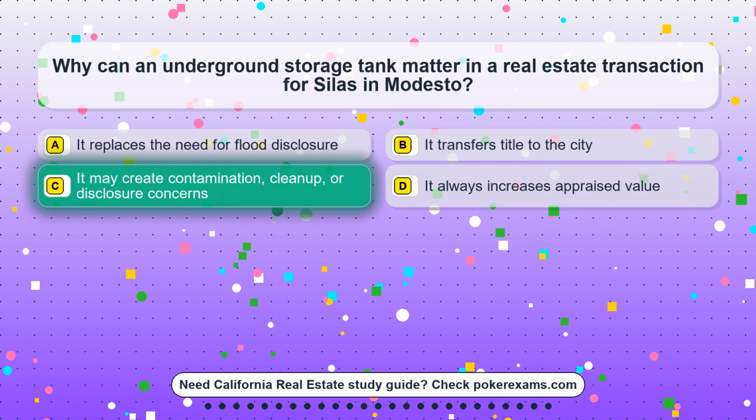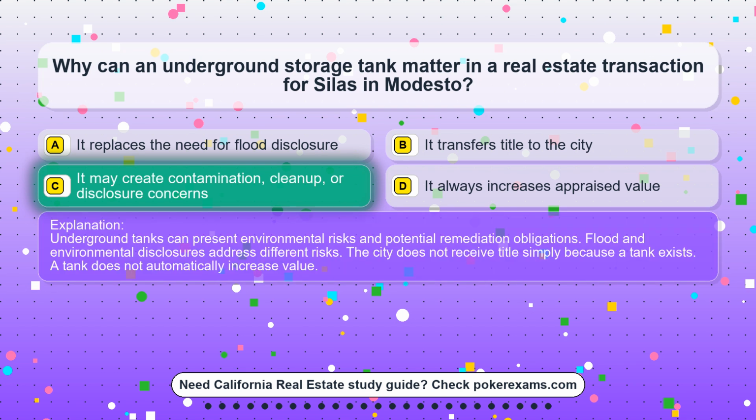The correct answer is option C. It may create contamination, cleanup, or disclosure concerns. Underground tanks can present environmental risks and potential remediation obligations. Flood and environmental disclosures address different risks. The city does not receive title simply because a tank exists. A tank does not automatically increase value.